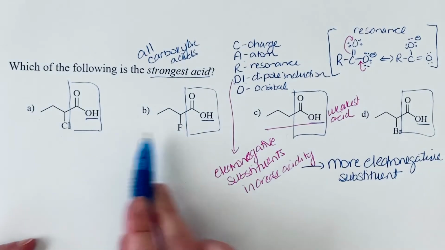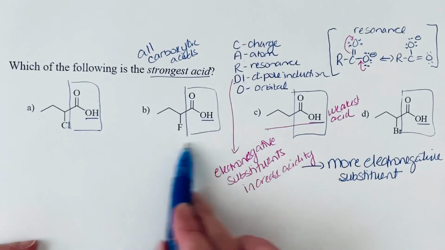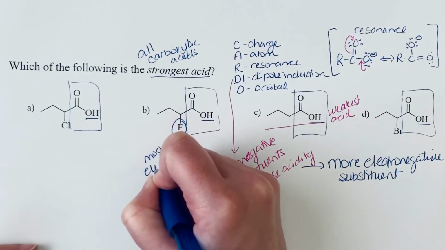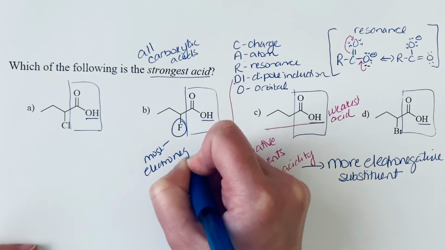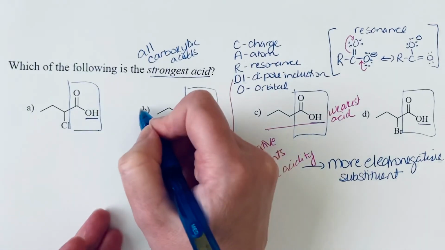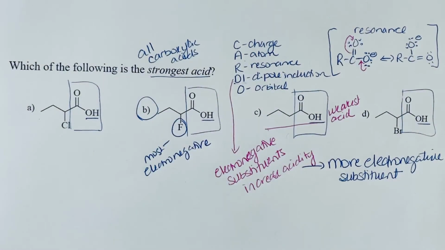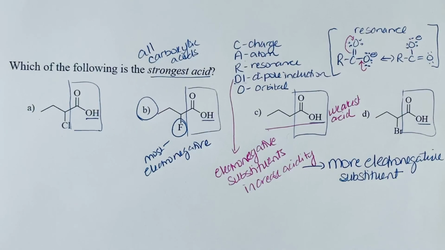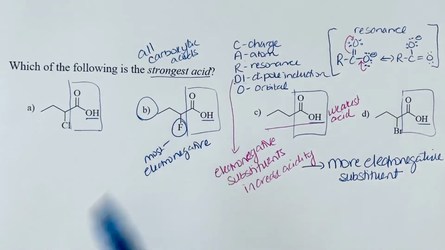So we've got chlorine, we've got fluorine, and we've got bromine. And fluorine is the most electronegative. So that means that this is the strongest acid. We do not consider the size of the halogens because we only consider size if the negative charge is actually going to be on that atom. So a larger atom can better stabilize a negative charge, but there's no way to put the negative charge on the halogen, so we don't consider that. We just go purely by electronegativity, and fluorine is the most electronegative.